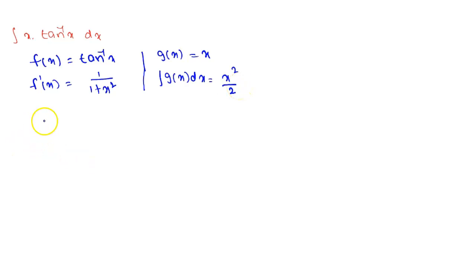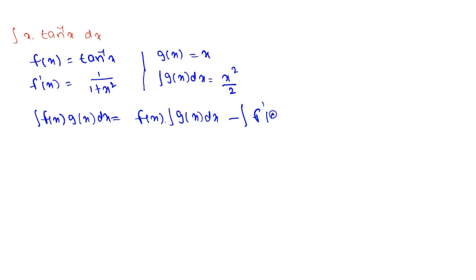So here what is our formula? Our formula is integration of f of x into g of x dx is equal to f of x into integration of g of x dx minus integration of f dash of x into integration of g of x dx, whole dx. This is the formula. Okay. So here I am replacing x into tan inverse x dx. This is our given question, right?